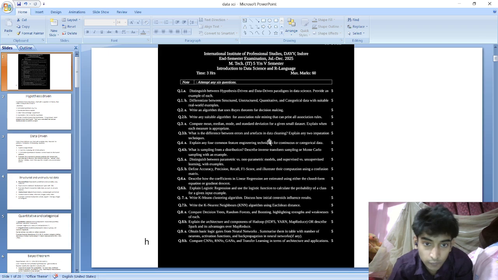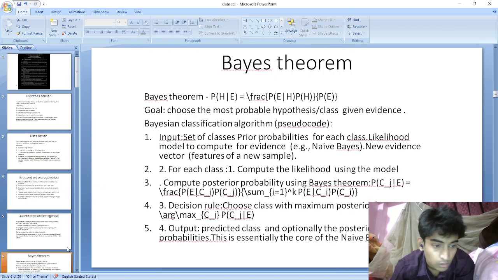Yeah, so in this part, we will be covering question 2 of the Endsem paper, that is, write an algorithm that uses Bayes theorem for decision making. Now let's discuss Bayes theorem, which is used in the naive Bayes classifier. So we have Bayes theorem, which is P of H given E is equal to P of E given H into P of H upon P of E.